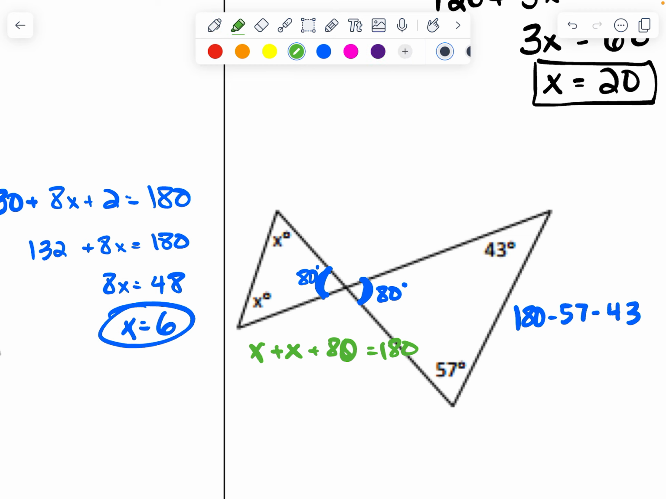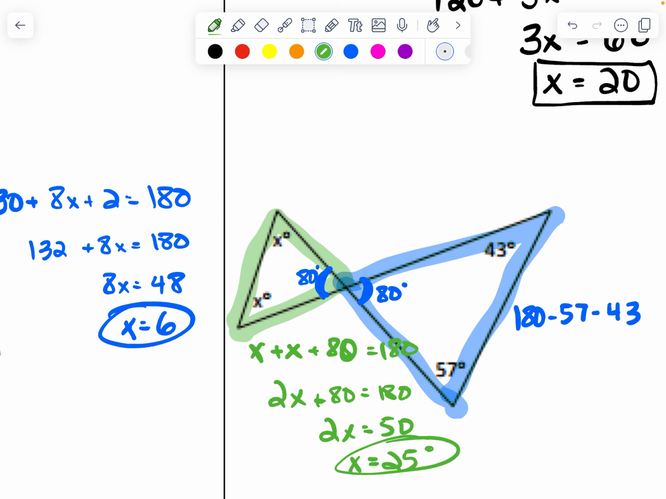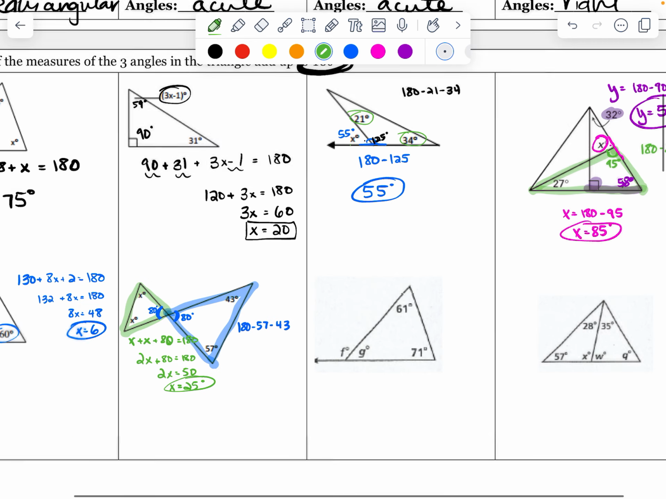I have my green triangle right here. I have my blue triangle right here. Two different problems, two different things I'm doing. Now, 2x plus 80 equals 180. Minus 80, minus 80. 2x equals 50. So x is equal to 25. And those are degrees. 25 degrees. Whew. Some of these are challenging. It's kind of fun.